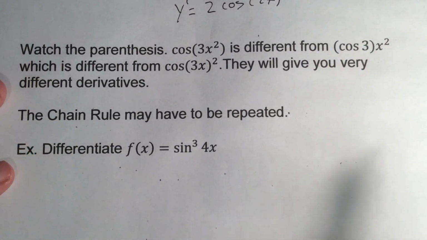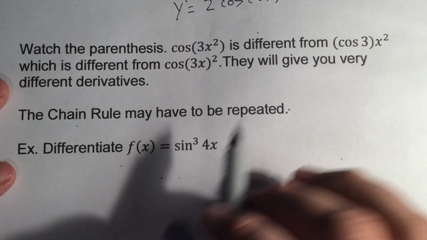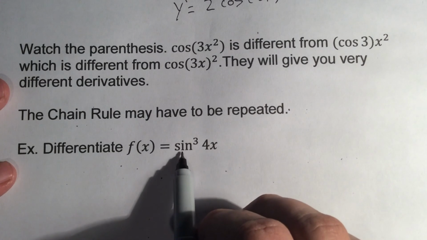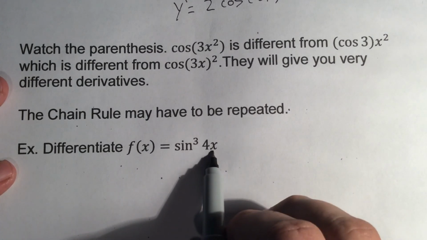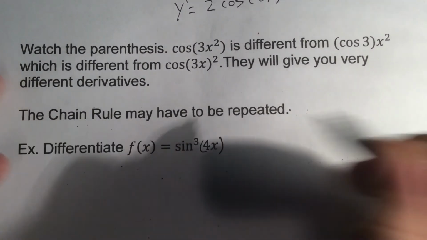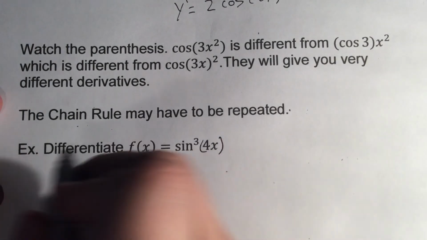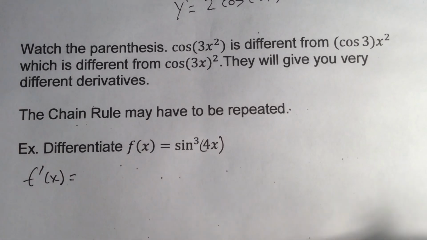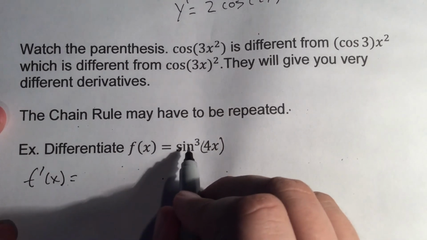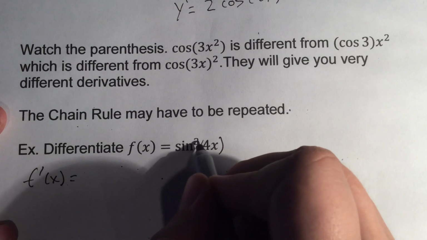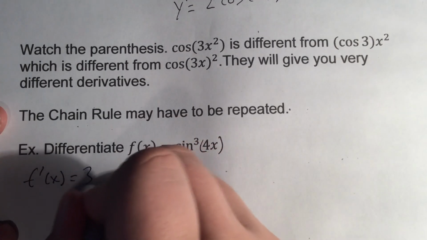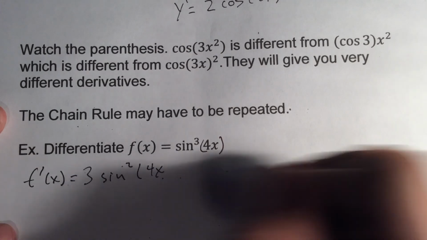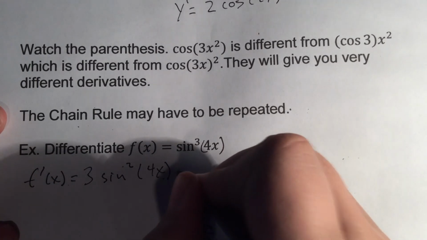So, first off, the cubed is the outside function. The next inside function is sine, which has an inside function of 4x. So there's really 3 functions going on here. So when we do f prime of x, we're going to repeat the chain rule here. So first, our cubed. So 3 sine squared of 4x times derivative of the inside.